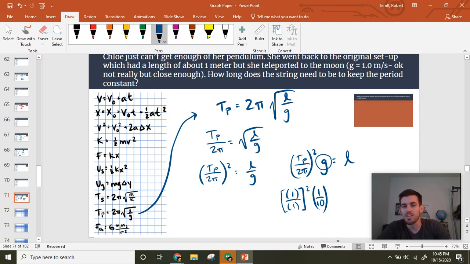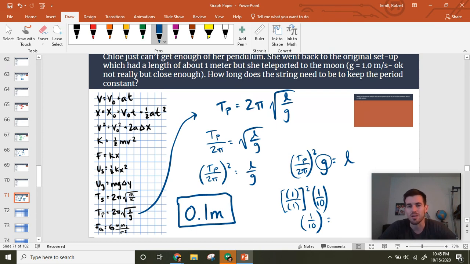That means that if this whole side changed by a factor of 1/10, then L would have to change by a factor of 1/10. So the length of our pendulum on the moon that would have the same period would be about 0.1 meters, or about 10 centimeters.